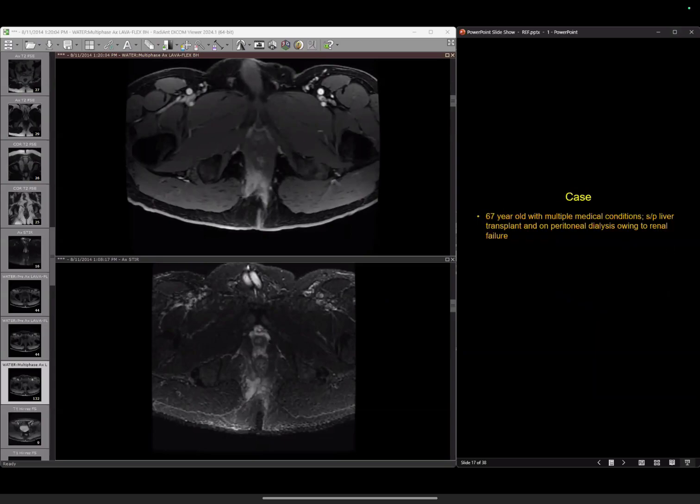I think we're back to Kusum and Lakshmi. This is a 67-year-old with multiple medical conditions. Patient has had a liver transplant and has renal insufficiency, because of which the patient is on peritoneal dialysis owing to renal failure, and now is coming with vague sort of abdominal pain. So let me just bring up the CT on this patient.